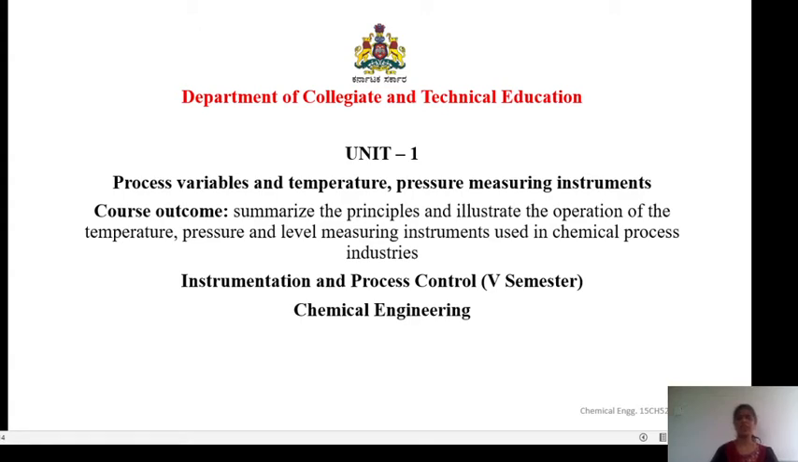In continuation of Unit 1, in the last session we have learned about temperature measuring instruments, especially the bimetallic thermometers and the mercury thermometers. These fall under the category of expansion thermometers. So we have learnt about the bimetallic thermometer.